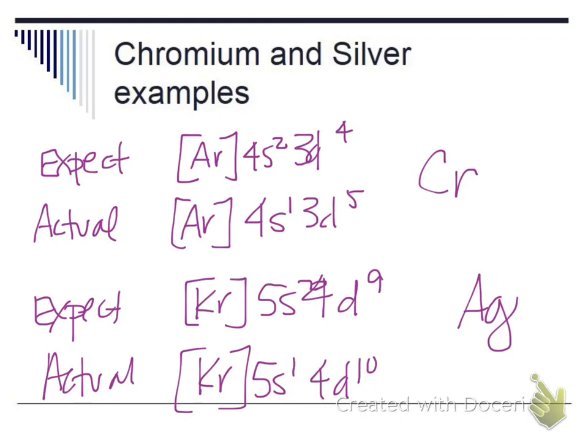Then in the next column, what comes after silver is cadmium. Cadmium would be krypton 5s2 4d10. So then it would be the full sublevels of s and d, not a full shell. Any questions on that? It's basically you just have to memorize it.